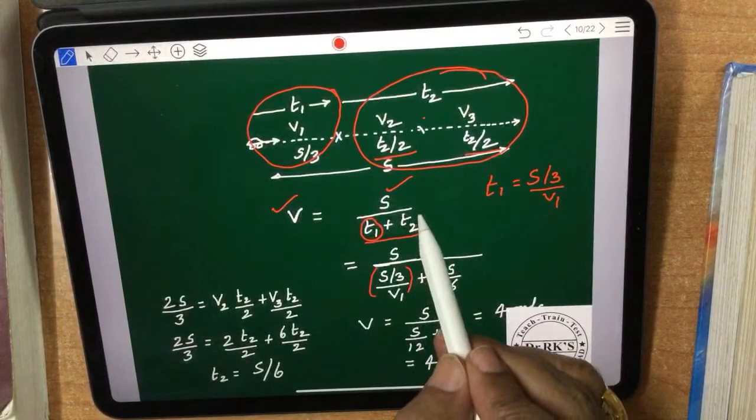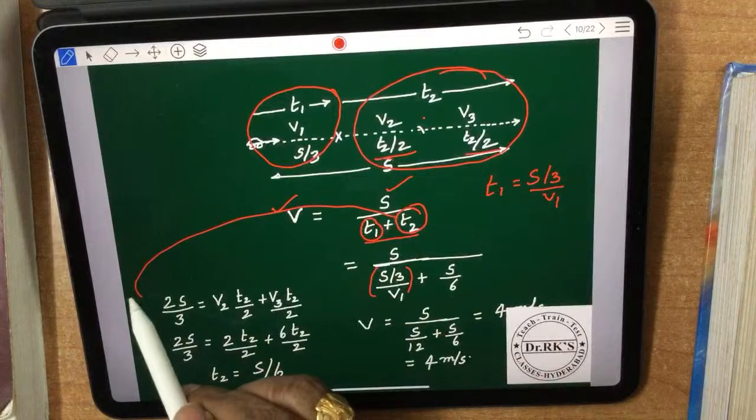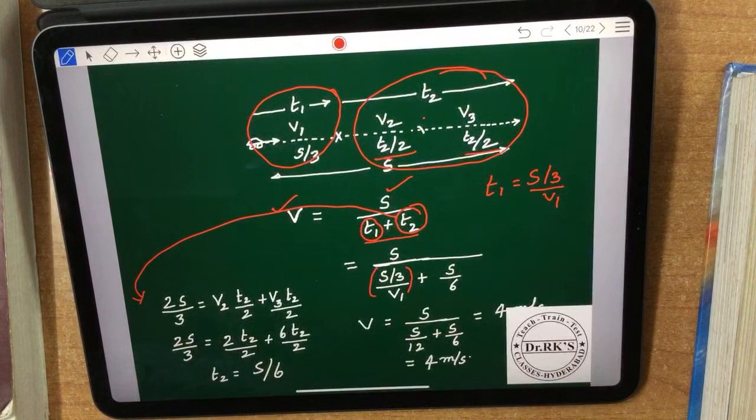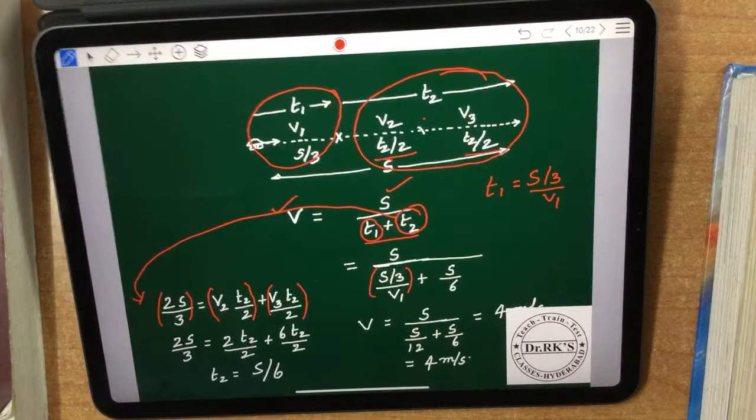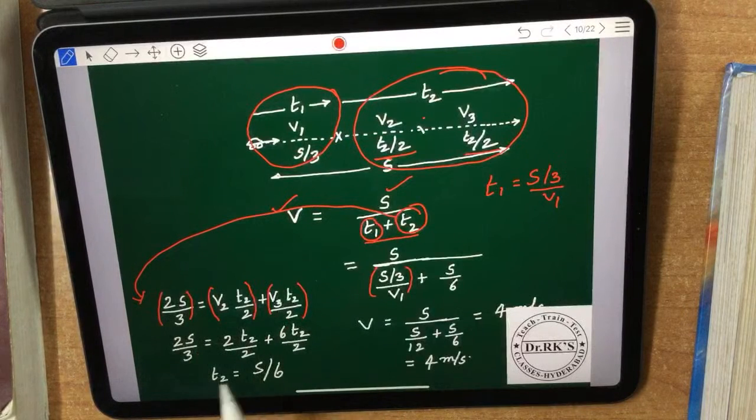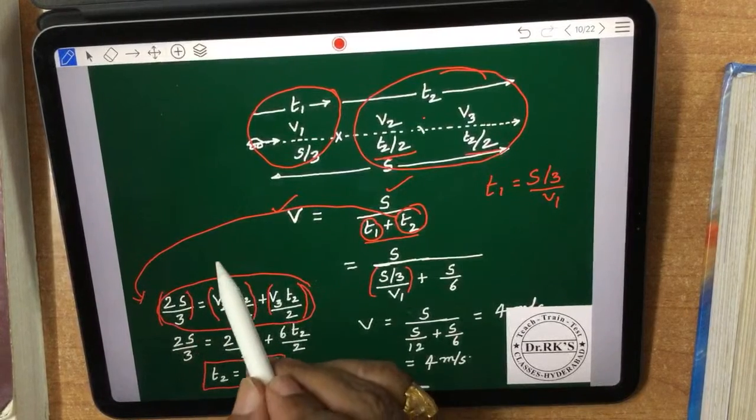Okay. To calculate T2, just come here. So the total distance is 2S by 3 remaining. Then V2 into T2 by 2, velocity into time, plus V3 into T2 by 2, because half the time with velocity V2, the remaining half is with velocity V3. So if I simplify all this, I got T2 as S by 6. Okay. This step is a very important step. Note down this one. I am putting 2 stars.